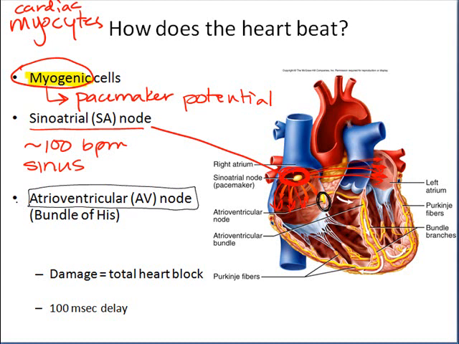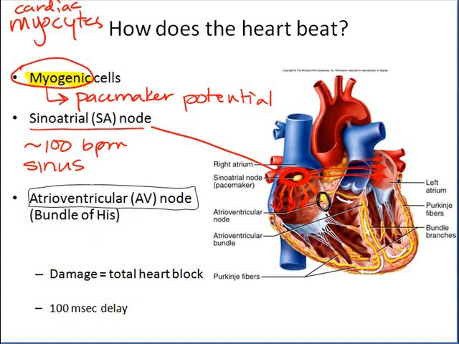As that pacemaker potential spreads to the right and left atria, they contract. As that signal reaches the atrioventricular node, it actually slows down for just a minute. The atrioventricular node is there as a connection point to some other structures that will take that potential down through the interventricular septum and to the ventricles. The atrioventricular node, as I said, causes a slowdown of the signal.